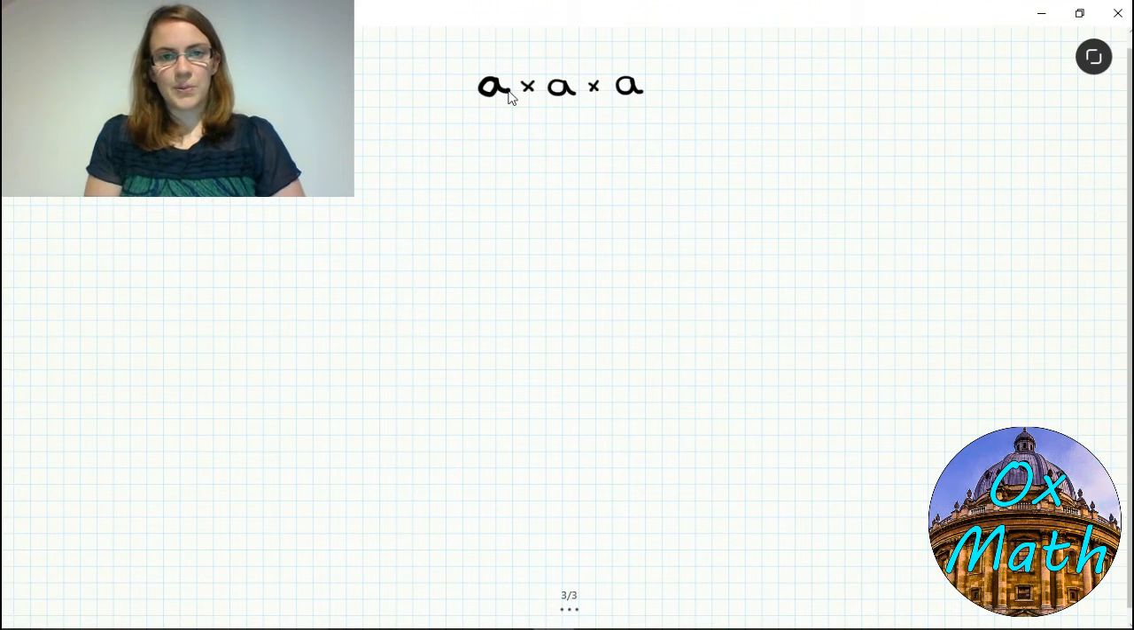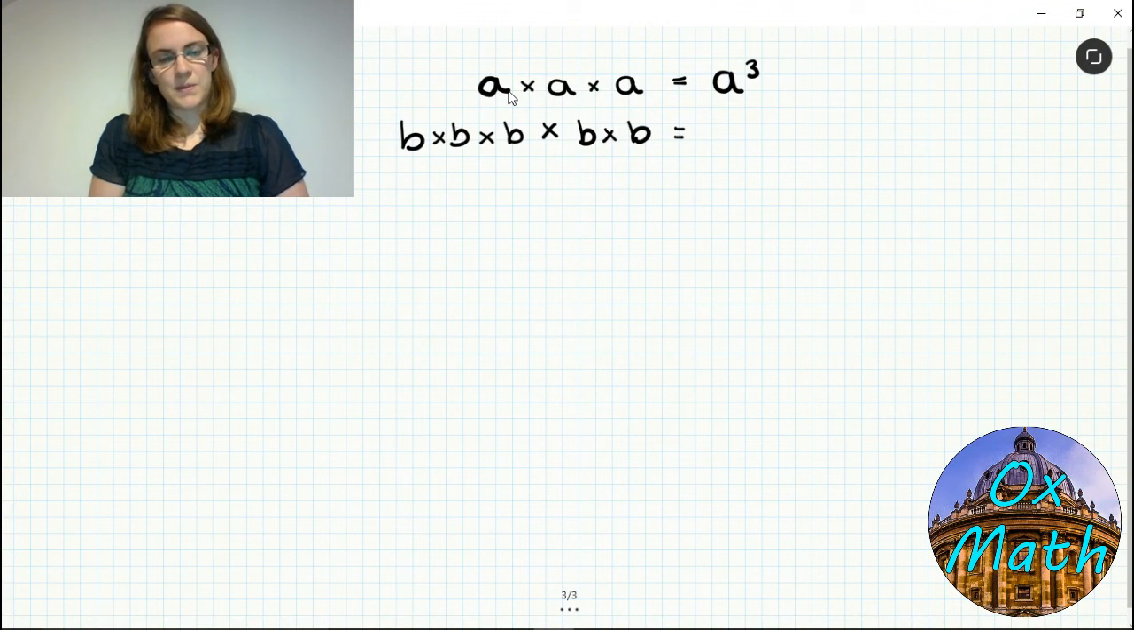So for example, a times a times a, we can simplify that down because we have used a 3 times in a multiplication, so that is the same as a to the power 3 or a cubed. Similarly, b times b times b times b times b, we have actually used b 5 times in a multiplication, so that is the same as b to the power 5. So you can see that b to the power 5 is a lot easier and quicker and simpler to understand than b times b times b times b times b.